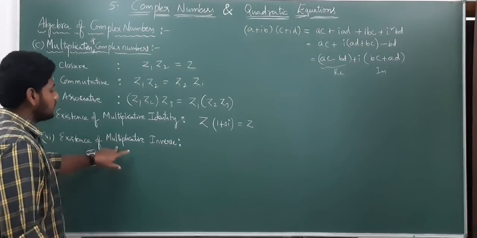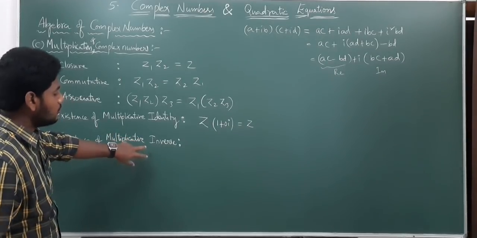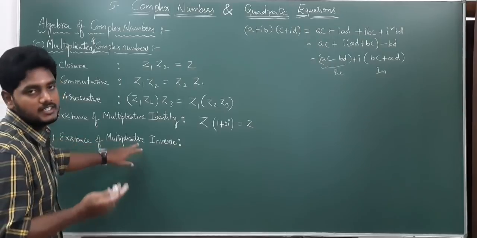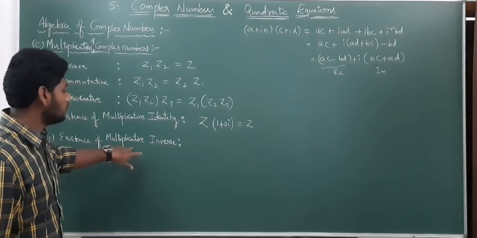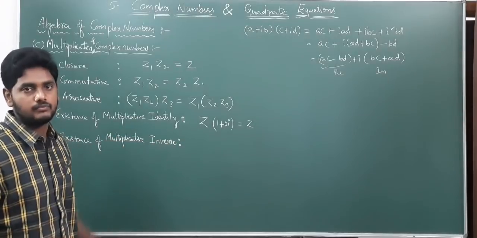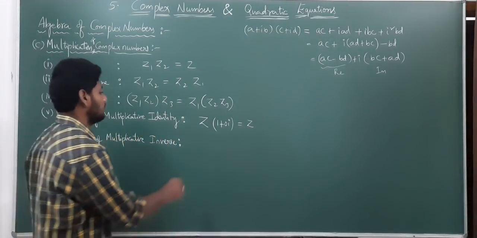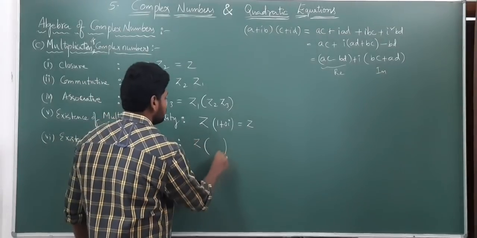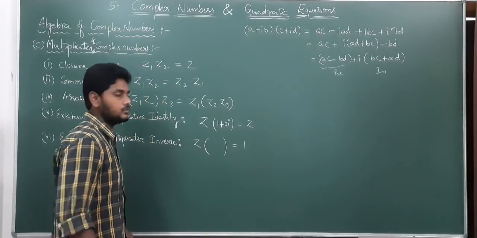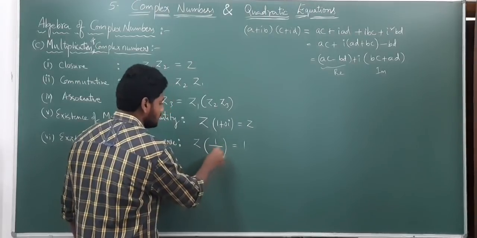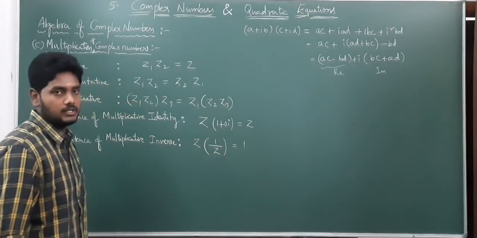Now, existence of multiplicative inverse. In additive inverse, if we add, we should get 0. But in multiplicative inverse, if we multiply, we should get 1. So obviously it will be 1 by Z; Z cancels, and we get 1.